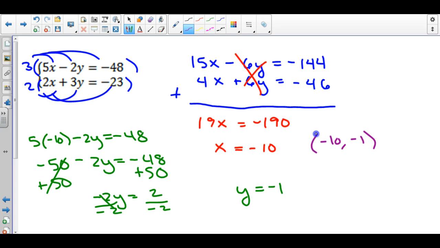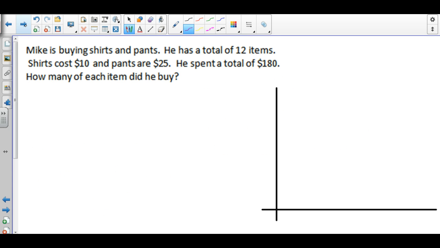Okay, so now we get into the fun stuff, story problems. They're both different story problems as far as setup and the way we're going to solve. We're going to define variables, set up our equations, and then solve the equations. We're going to graph them, so we're going to do all the good stuff.